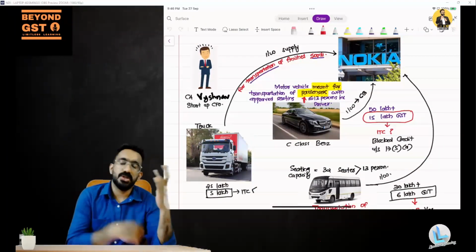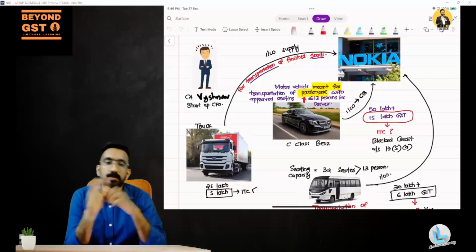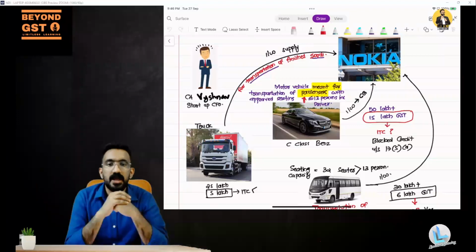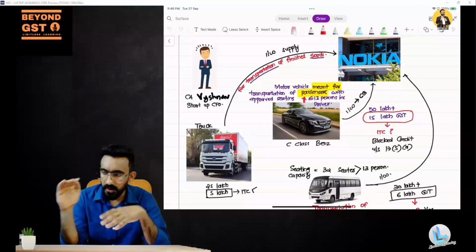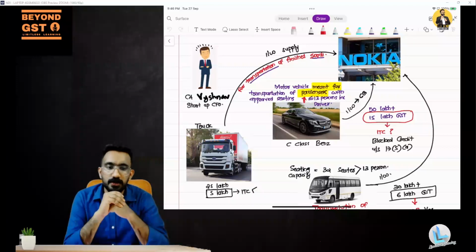Now, Nokia checked it out. They said, Vaishnav is a very important resource. We will buy a C-class Benz. So Nokia is now buying a C-class Benz. And where will they account it, in the books of accounts of Nokia, as stock or as an asset? Answer that on the chat box, please.